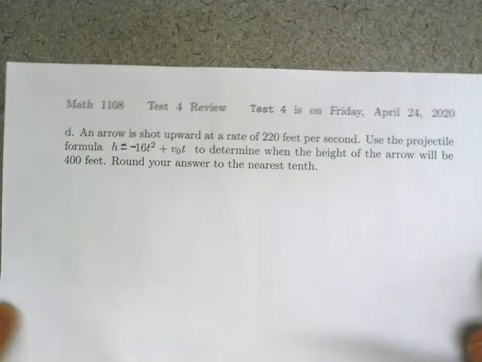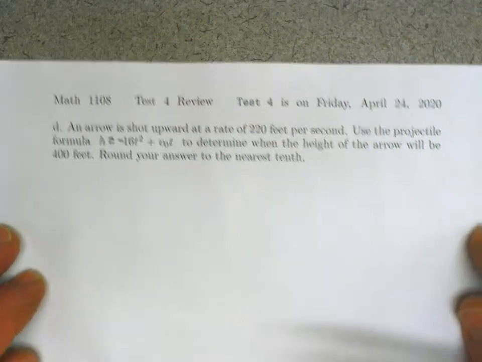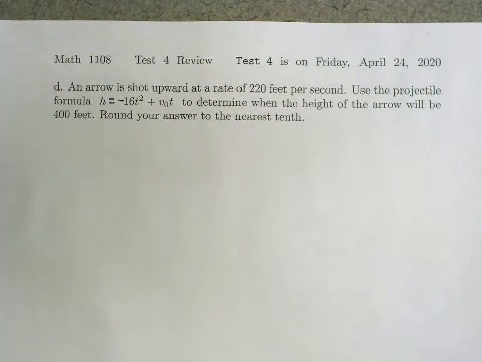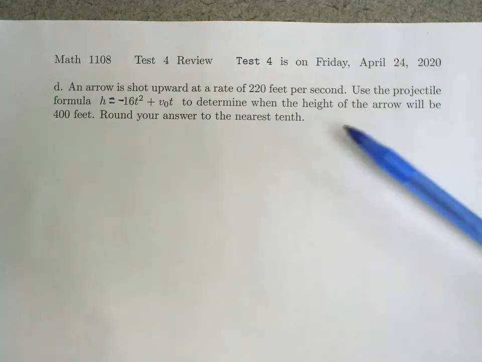Okay, we'll look at another word problem. An arrow is shot upward at a rate of 220 feet per second. Use the projectile formula h equals negative 16 t to the second plus v sub 0 times t to determine when the height of the arrow will be 400 feet. Round your answer to the nearest tenth.